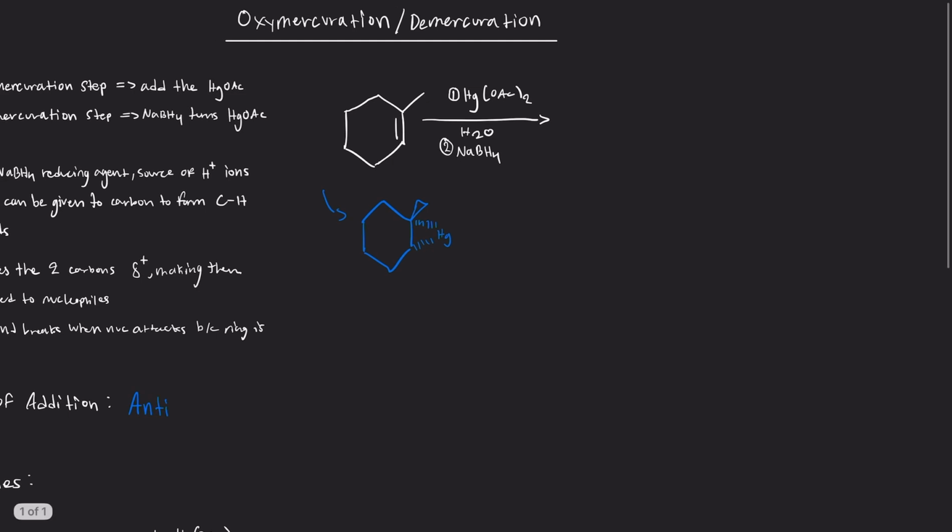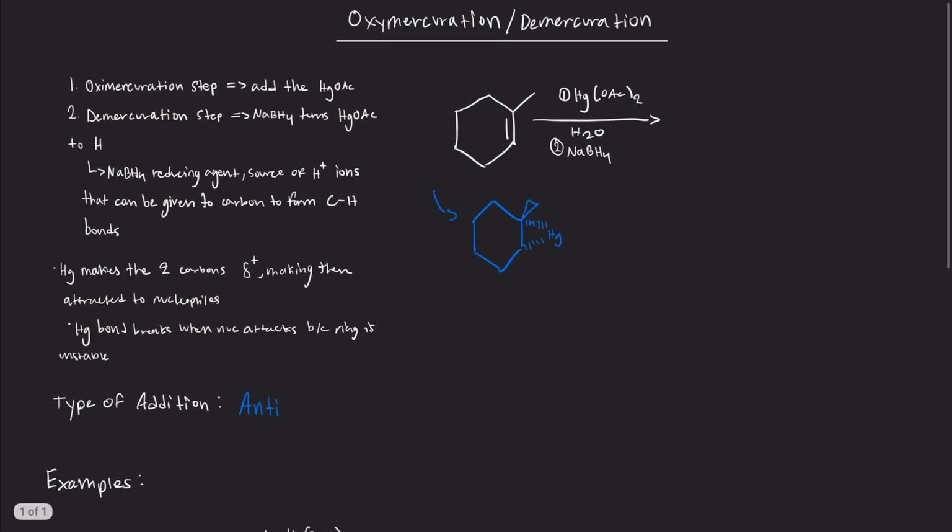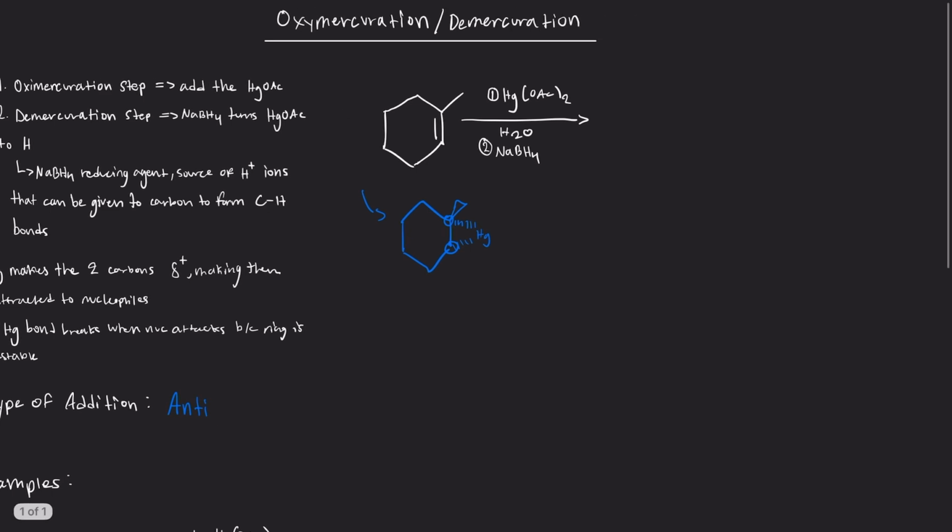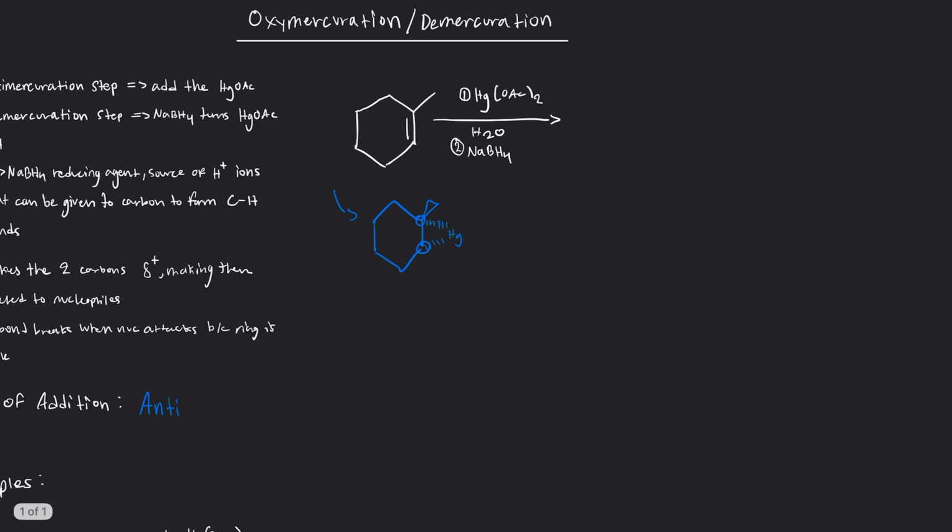So this three-membered ring, it's basically very unstable. So it makes these two carbons that the ring is attached to, there's this one carbon here, one carbon here, partially positive because of the mercury. And so we can assume that they are attracted to nucleophiles. And in this reaction, we usually use water as a nucleophile, which is a weak nucleophile. But you can also use other weak nucleophiles. So this is your first step where you're adding your mercury.